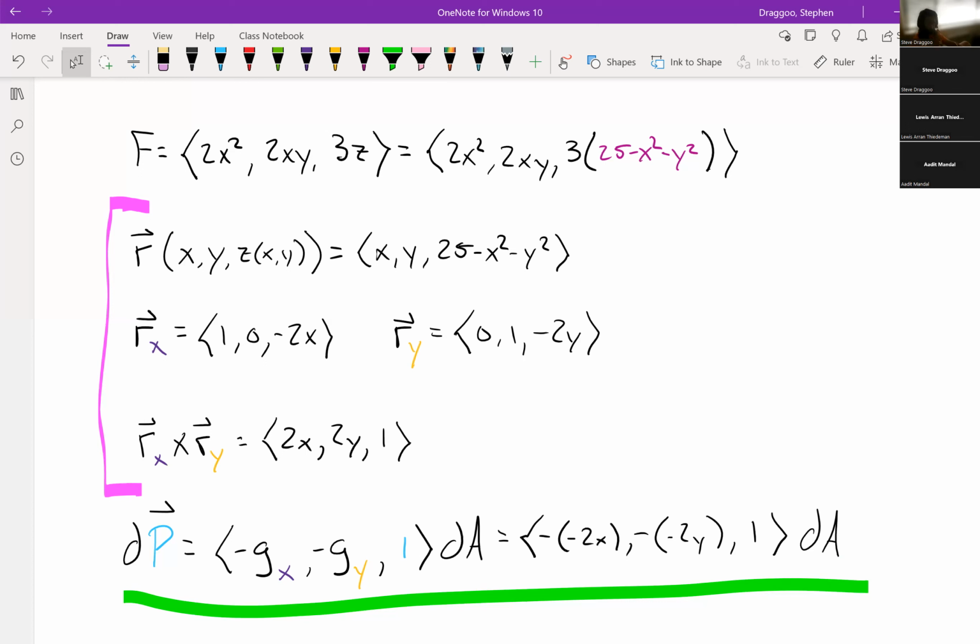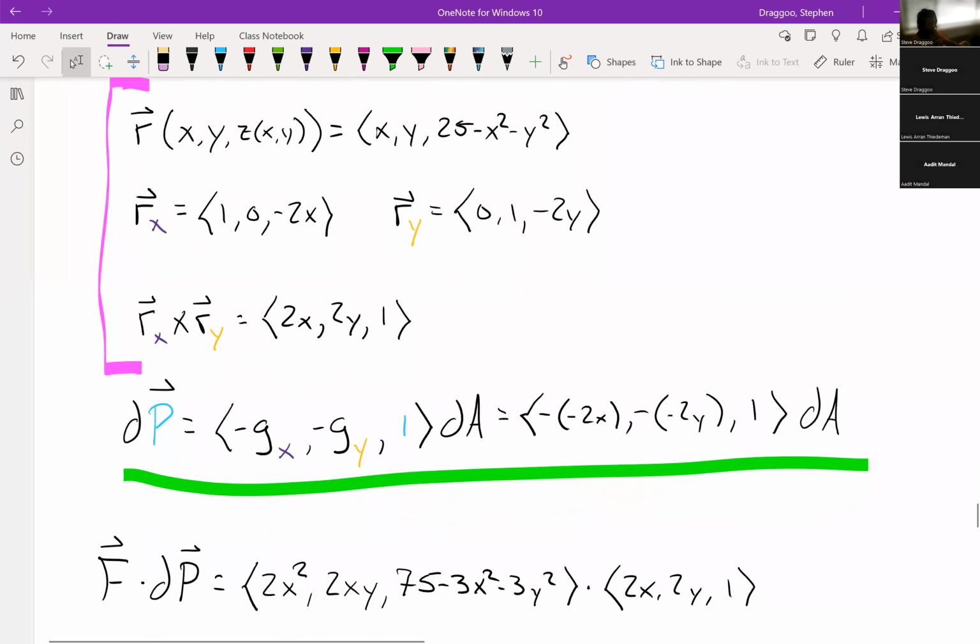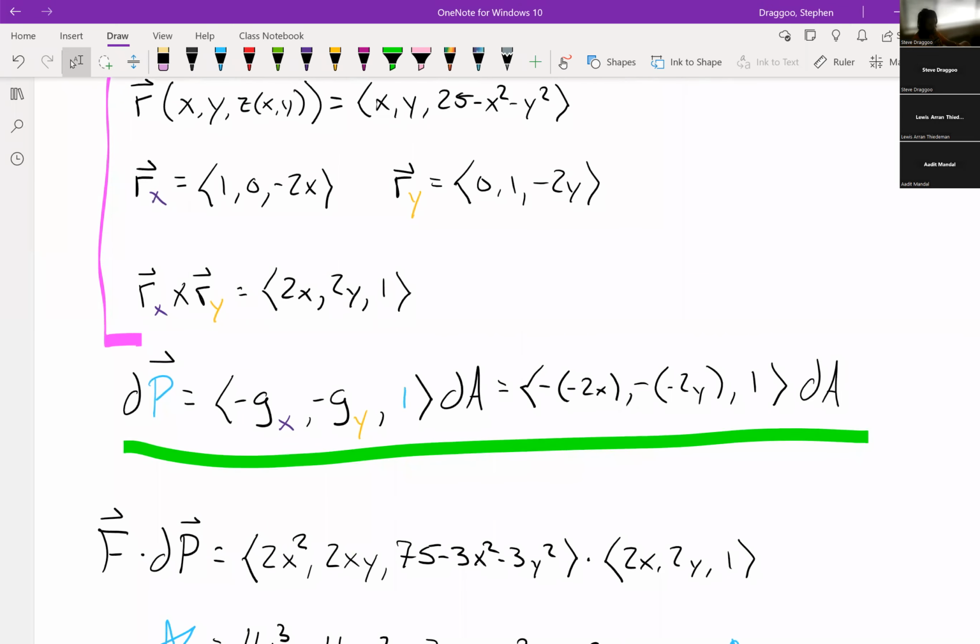I know I want my flux to be oriented outward. The paraboloid is the top surface of this solid. So an outward oriented normal vector is going to have a positive z value. I see that the cross product I have already has positive z because I've got 1 there. All right, cool, that's good. I have the correct orientation for that normal vector. So then I calculate dP, which is just the integration token that I need for the paraboloid integral.